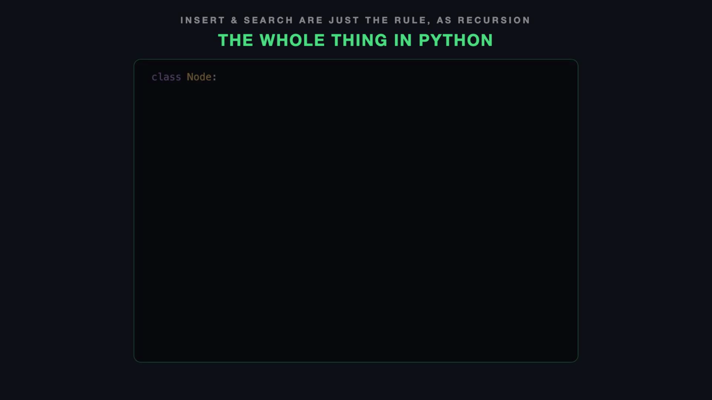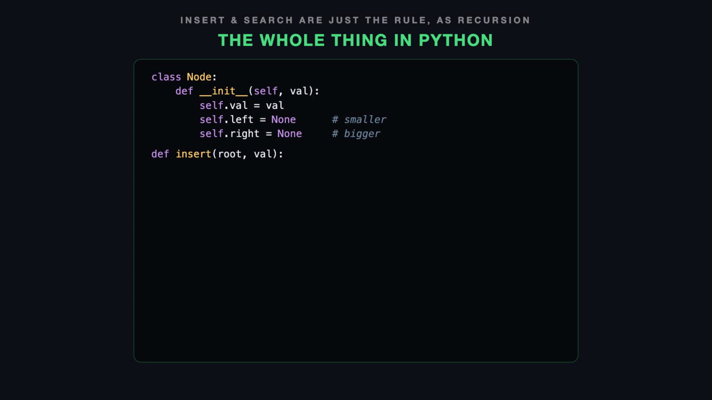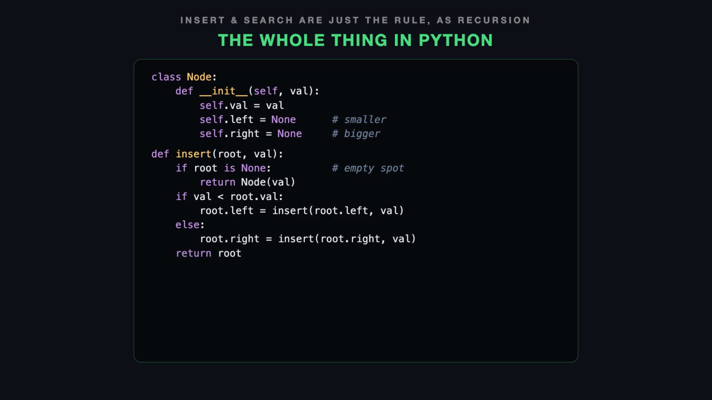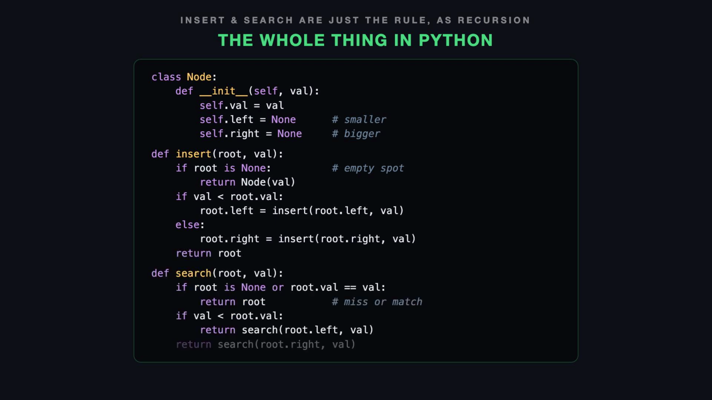Here it is in real Python, and it is shorter than you expect. A node is tiny. It holds a value, a left child, and a right child. Both children start empty. Insert is the rule, written as recursion. If the spot is empty, we make a new node right there. If the value is smaller than this node, we insert into the left child. Otherwise, into the right.